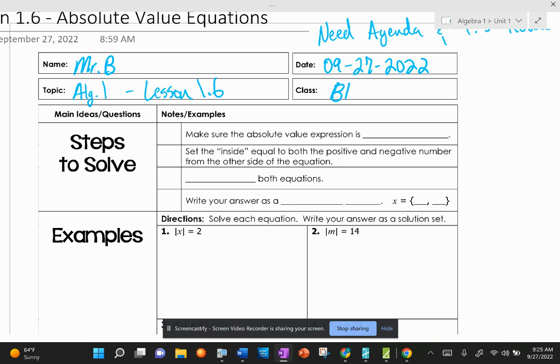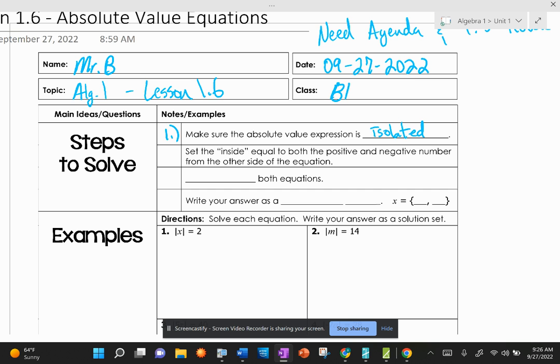The steps that we're going to take to solve an absolute value equation, all those steps will be the same. There is one slight difference to what you do with an absolute value problem, and that's what we'll get into today. So first, you want to make sure that the absolute value expression is isolated. Isolated means what? Yeah, by itself. So you're trying to get the symbol all by itself on that side of the equal sign.